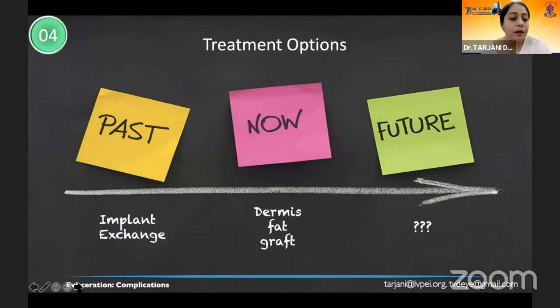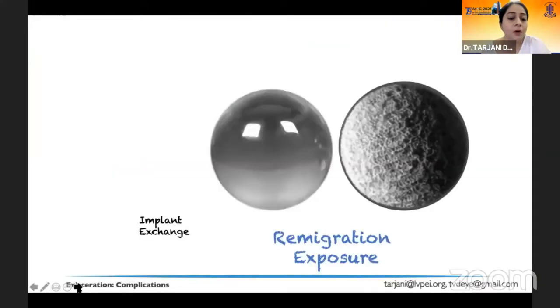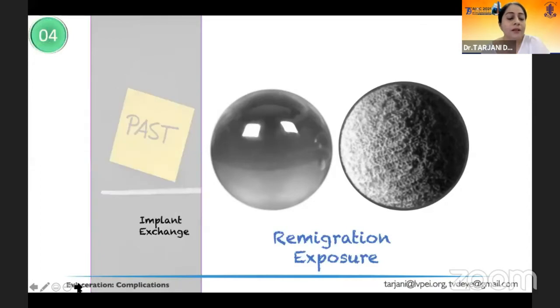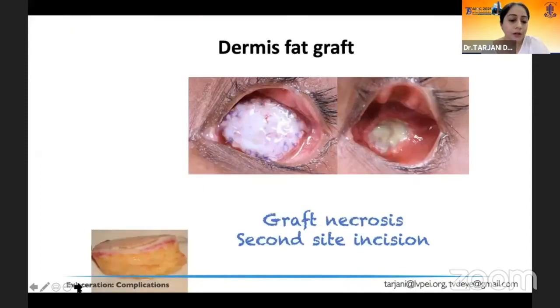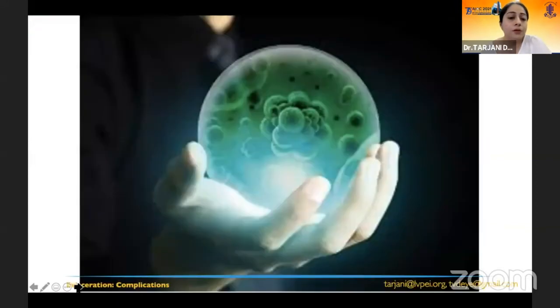So what was being done for implant migration all these years was to perform implant exchange. But we now know that even if you exchange the implant, no matter how many times you do it, the implant tends to migrate again into the quadrant where it initially had migrated. So what are the other options? You can either remove the implant and perform a dermis fat graft, but this requires you to give another large incision at another site on the body, which many patients may not be ready for. So what did we do?